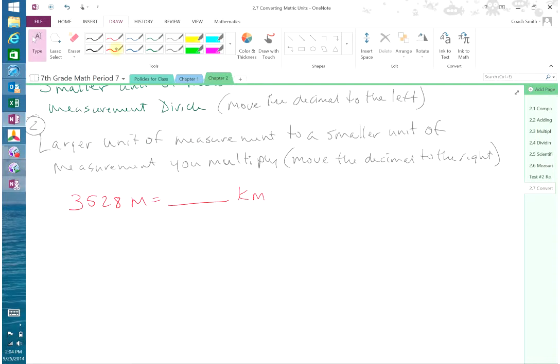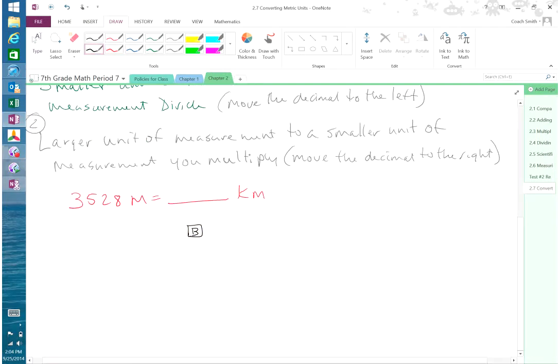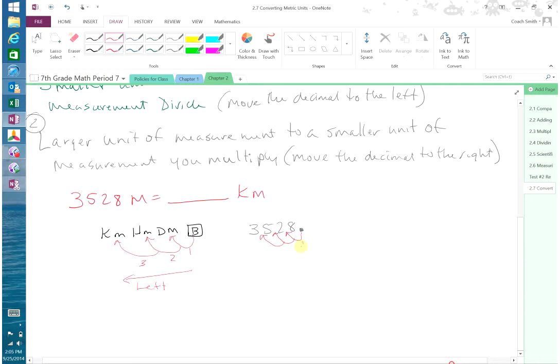Now, once again, I'm going to draw my little boxes underneath. There's your base. Then you have decameter. Then you have hectometer. Then you have kilometer. So I'm going from meters once, twice, 3 times. And which way am I going? I'm moving to the left. So I take my number, 3,528. There's the decimal. I move it once, twice, 3 times to the left, which gives me 3.528. So that's 3.528 kilometers.